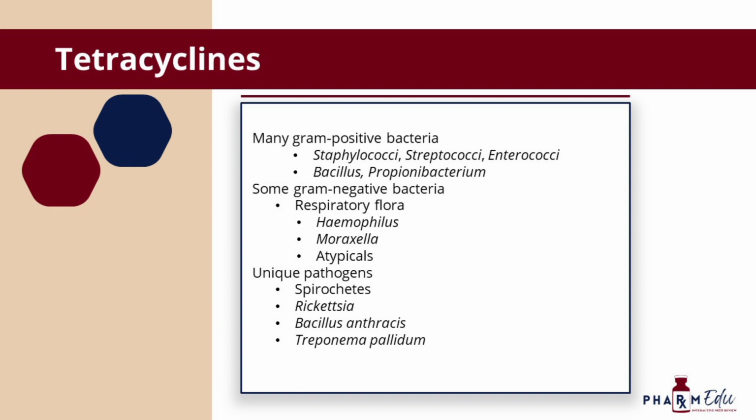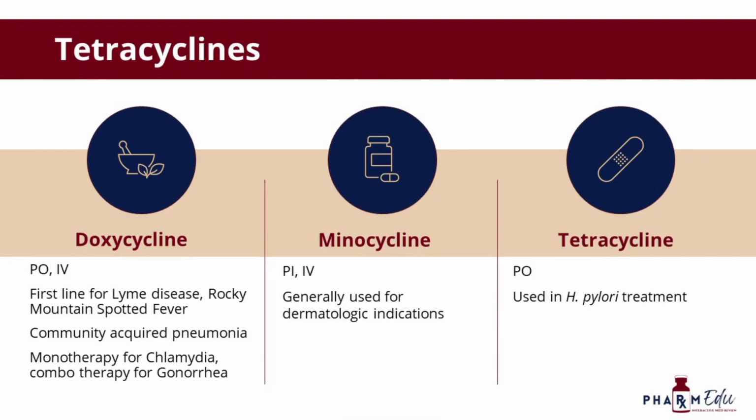Some unique pathogens that tetracyclines do cover that you want to keep in mind are spirochetes, rickettsia, Bacillus anthracis, and Treponema pallidum. Getting into the specifics of the tetracyclines, one of them is doxycycline, which is available orally and IV. It's going to be first line for Lyme disease, Rocky Mountain spotted fever, as well as can be used for community-acquired pneumonia, as well as monotherapy for chlamydia and a combo therapy for gonorrhea.